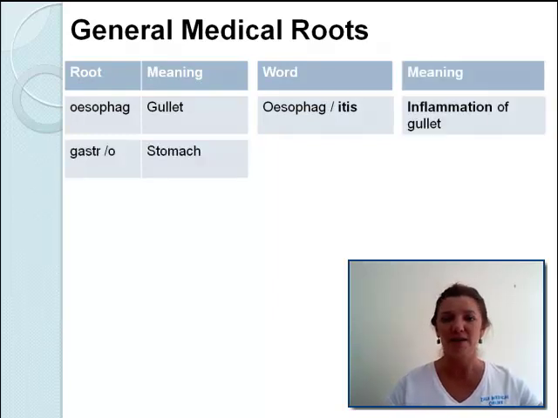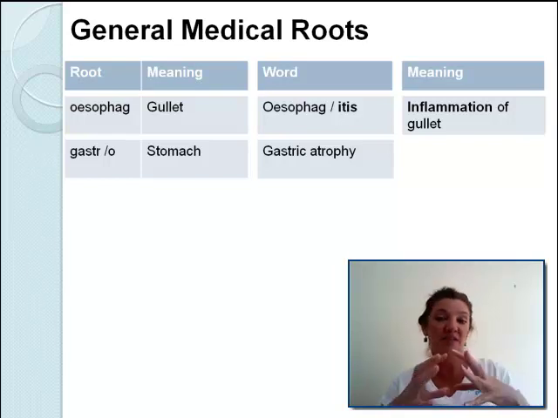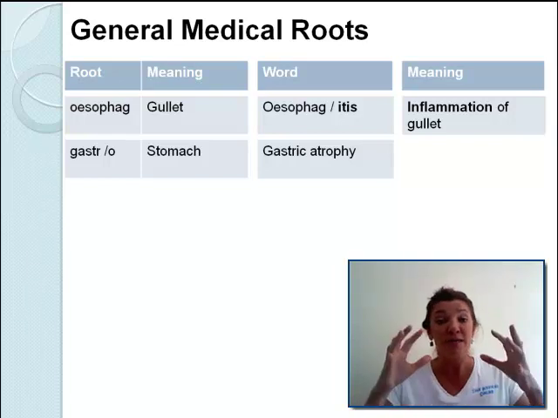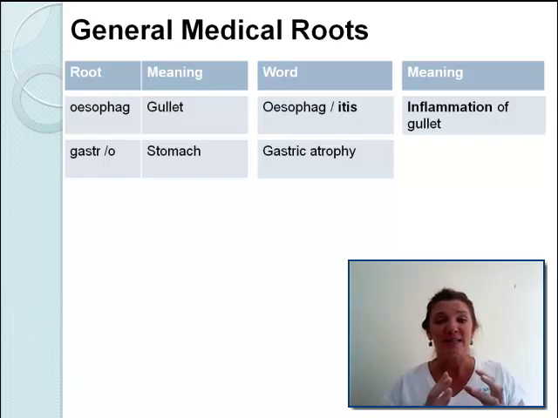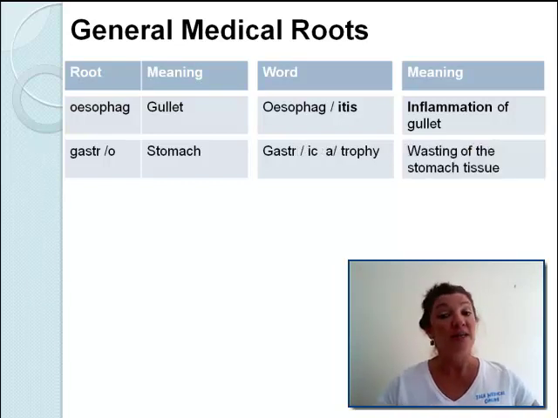Gastro is stomach. A patient may have gastric atrophy. You may remember that trophy is the suffix meaning nourishment or growth, but we think about it in size. Remember, the cells got bigger. So atrophy would be no nourishment, which means that it gets smaller, so it's wasting. So gastric atrophy would be wasting of the stomach tissue.